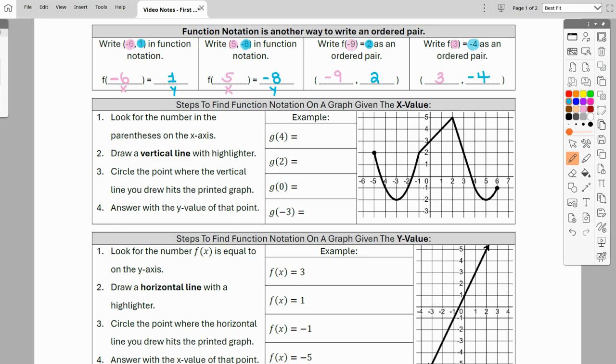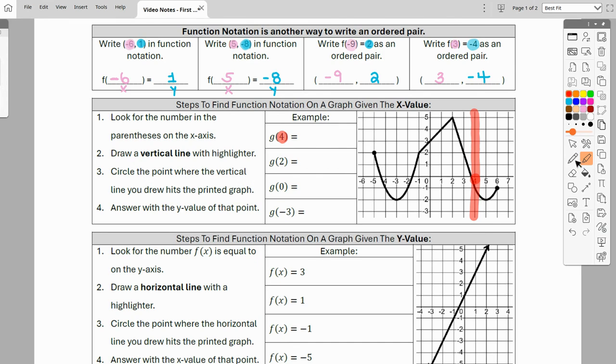This is going to help us understand the steps to find function notation when we're given a graph, especially when we're looking at the x value being given. So the first step is we're going to look for the number in the parentheses on the x-axis. So let's start with number 1 here. I see g of 4. So again, I find that on my x-axis right here. That's where 4 is. I then, step number 2, draw a nice vertical line straight up and down the entirety of my graph with a nice highlighter there.